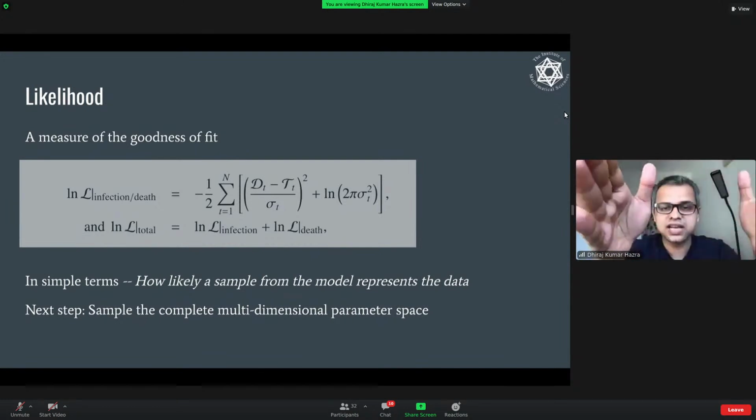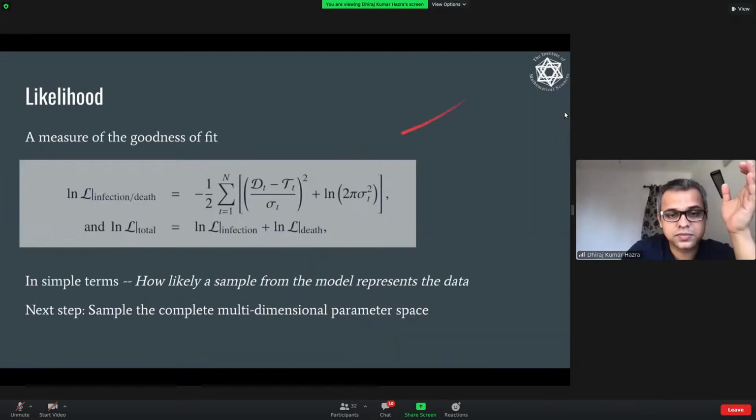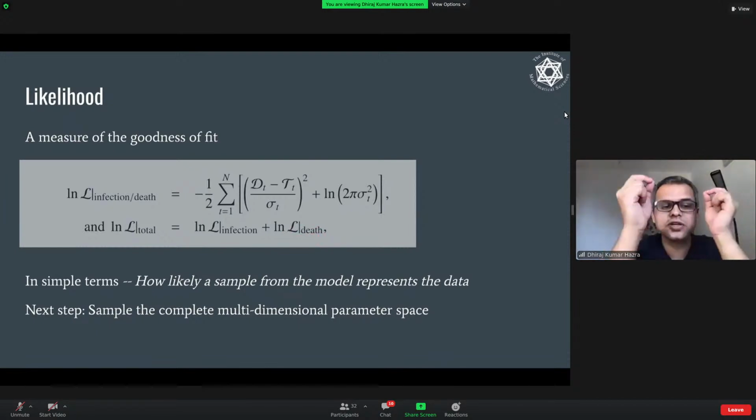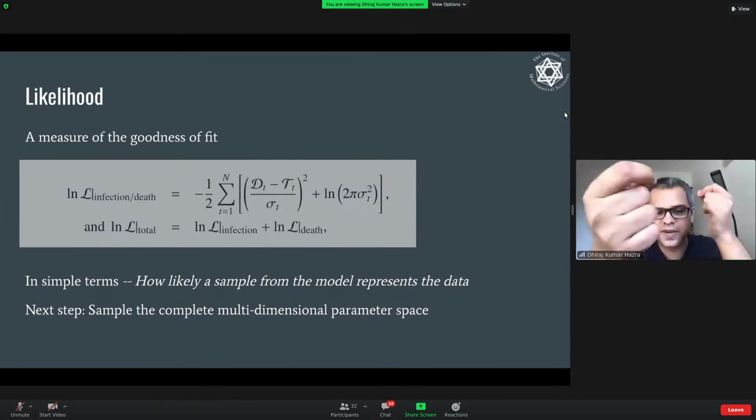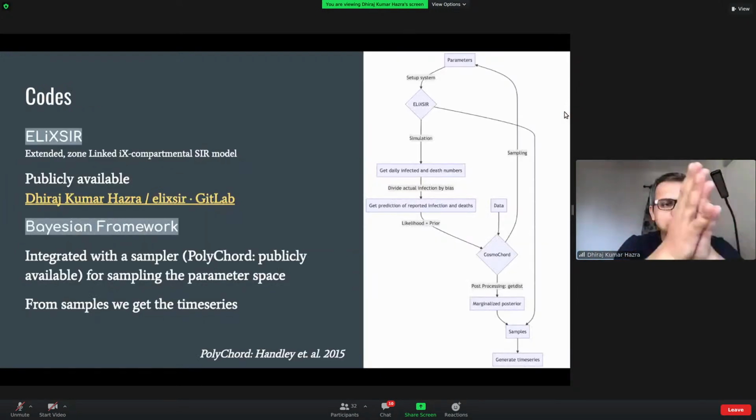So once you have the likelihood calculated from both infections and deaths, the next step is that we need to sample our parameter space according to the likelihood. All right. So you need to build a code or code base.